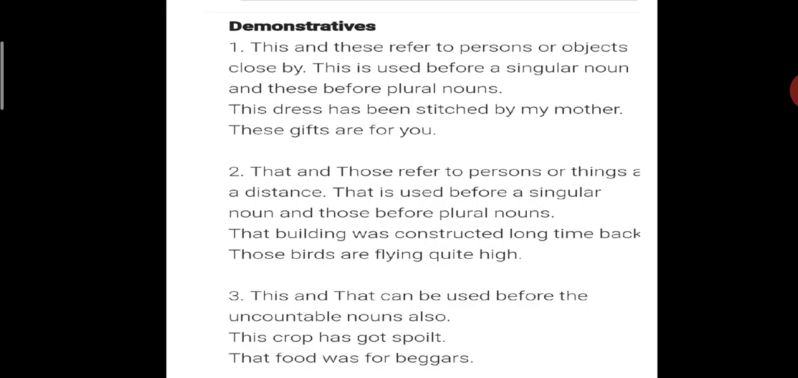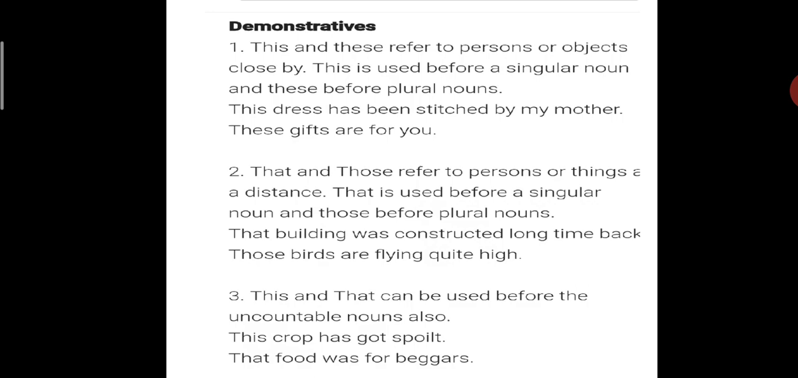Then the next determiner is demonstratives. This and these refer to persons or objects close by. This is used before a singular noun and these is used with the plural. That is the difference. This dress has been stitched by my mother. These gifts, gifts is plural, that is why we are using these. These are for you.